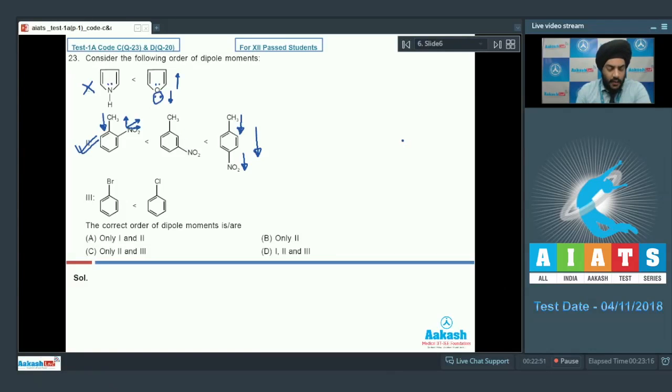Let us look at the third option now. We have been given bromobenzene and chlorobenzene. So students, this option is also correct, as the -I of Cl dominates in this case. So we can see that options 2 and option 3 are correct. So the answer which we have to mark for this question is option C. Let us look at the next question.